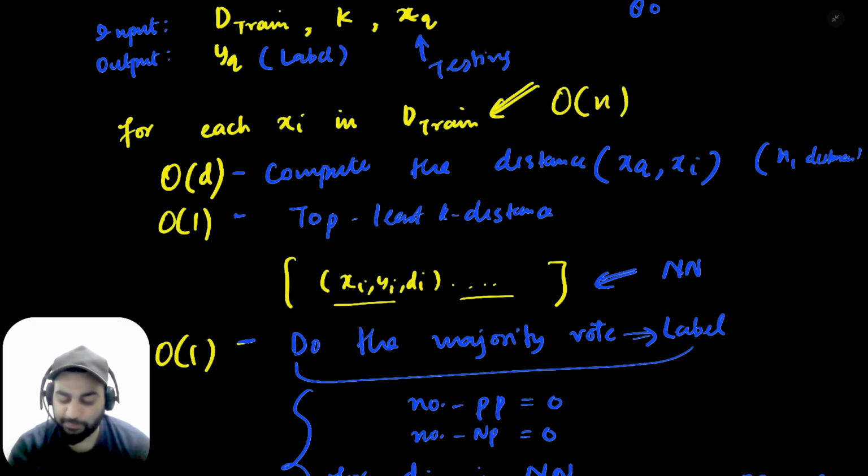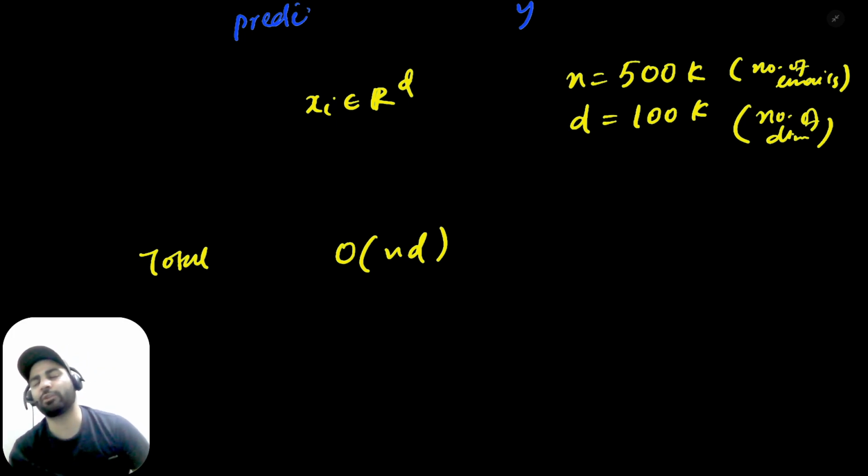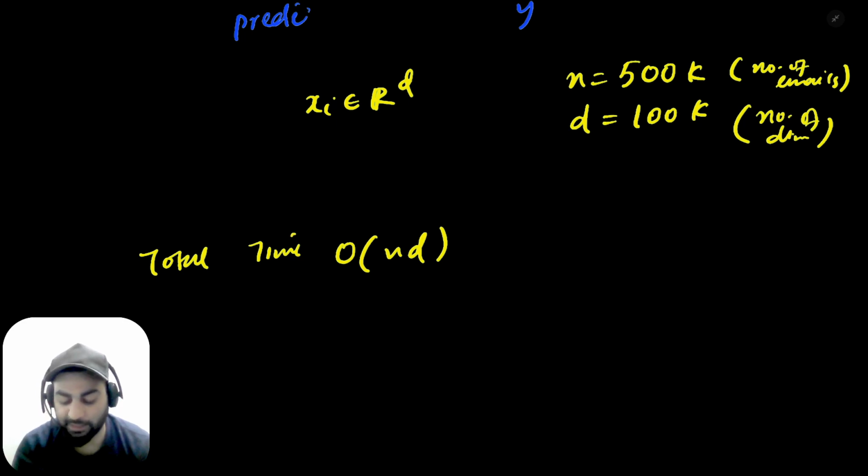So total complexity, if you see, is order nd. I'm just ignoring those order 1 terms. Okay, so this is the total time complexity. This is how much time it will take.